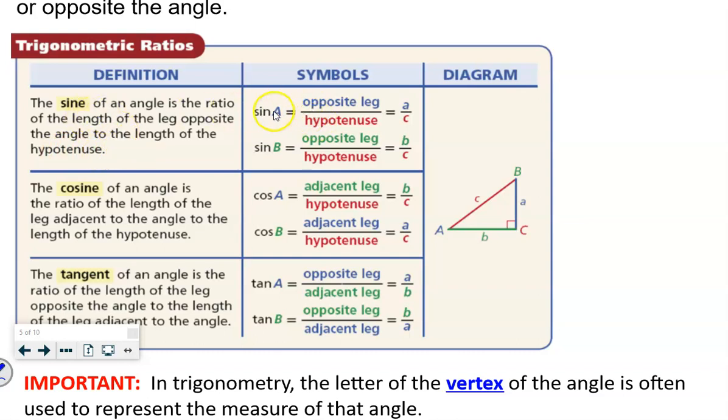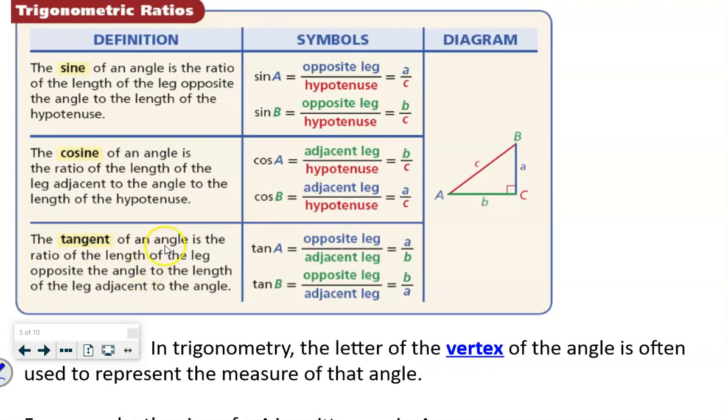So if we do the sine of angle A here, opposite is A and hypotenuse is C, so that's why it's A over C. If we do the sine of B, the opposite side is B over, again, the hypotenuse C. Cosine, however, is adjacent over hypotenuse, okay? So the cosine of A is going to be adjacent B over C, whereas the cosine of B is adjacent A and the hypotenuse C.